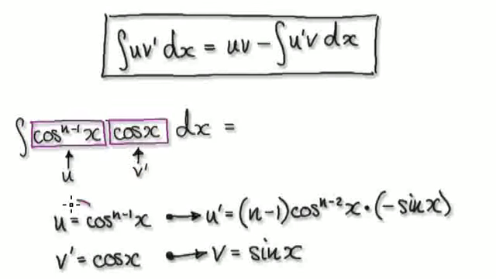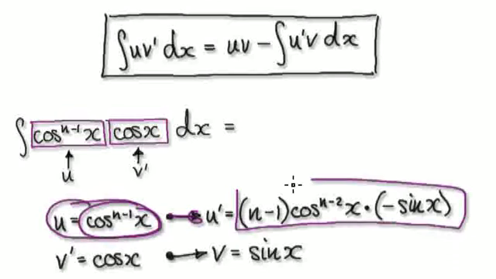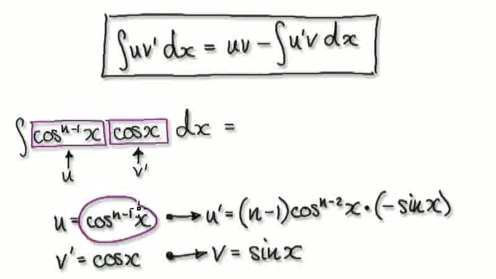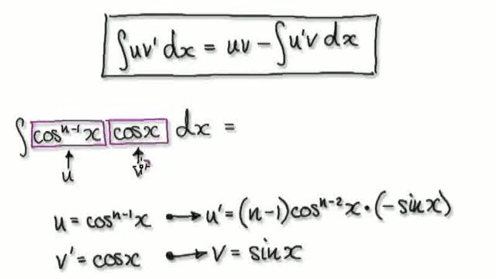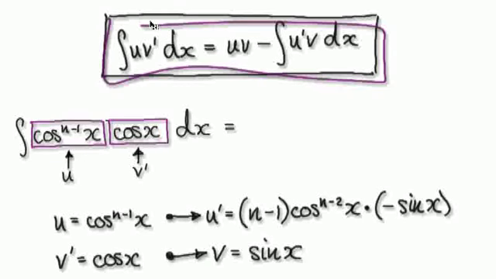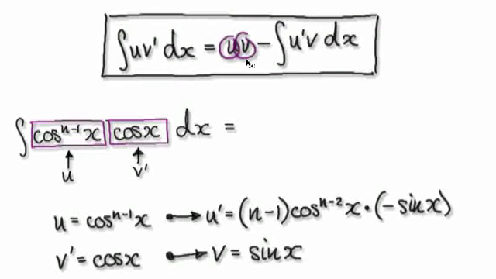If u equals this thing here, then u prime equals this thing here. So basically, you're just differentiating this. If you differentiate this, it will give you this whole thing here. And then if v prime equals this thing here, then v would be sine of x. Now following this formula here, u times v. Where's u? U is here, times v.